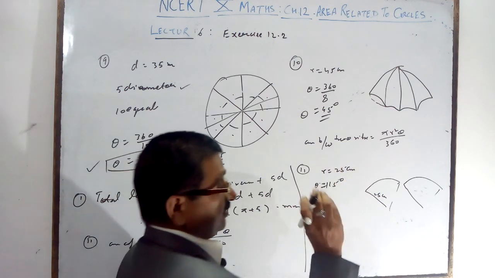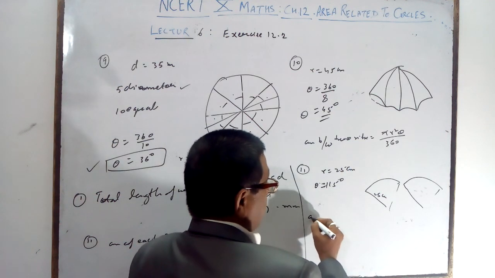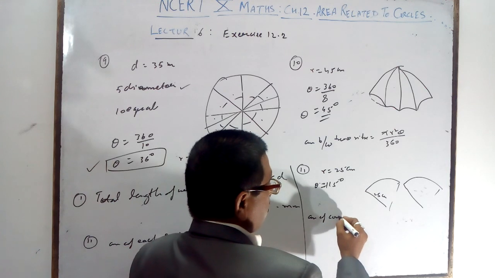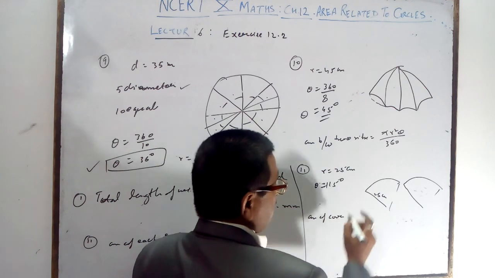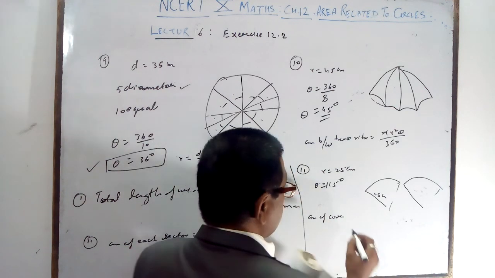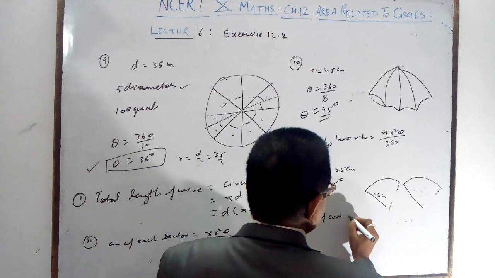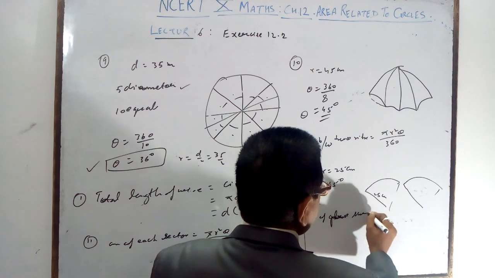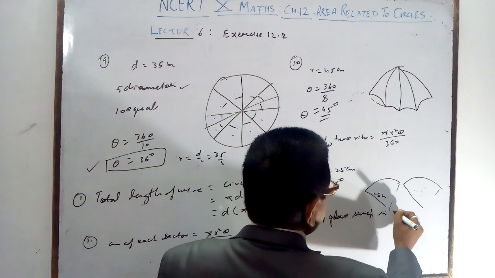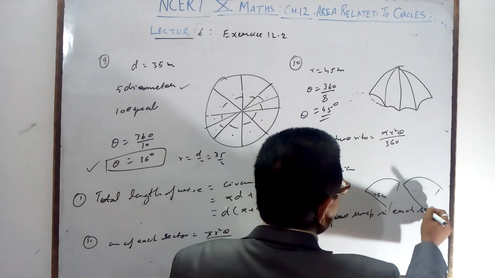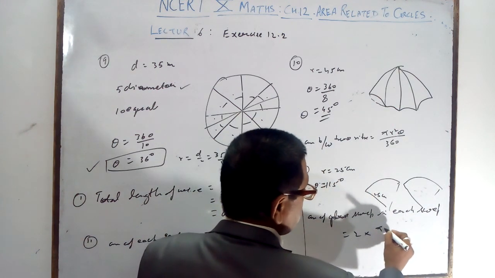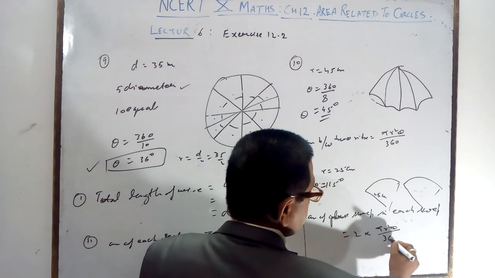The question is very simple. Total area: the area of glass swept in each sweep. Each sweep means how many wipers are there? Two. So twice into pi r square theta by 360.